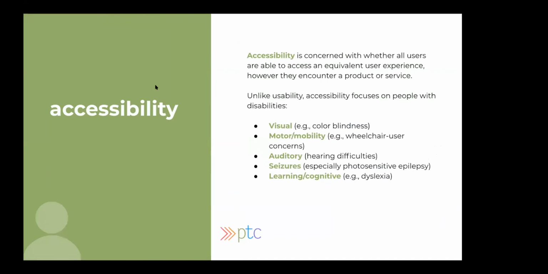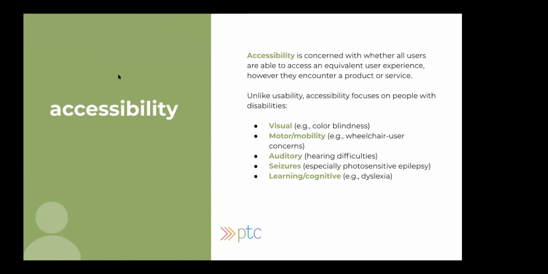Now let's discuss accessibility. Accessibility is concerned with whether all users are able to access an equivalent user experience, however they encounter a product or service. Like usability, which we have been discussing throughout the presentation, accessibility focuses on people with disabilities. For example, designers need to keep in mind that there are people who are colorblind, so they need to design their website or application so that accessibility doesn't depend on whether someone is able to see the colors.